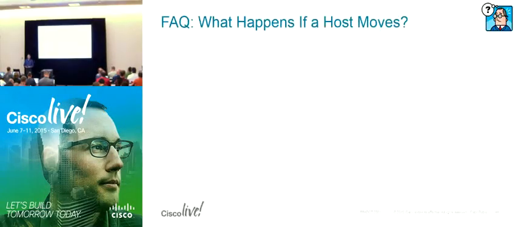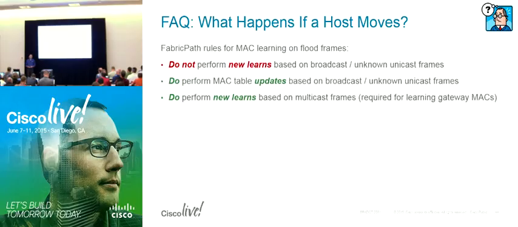So what happens if a host moves? For example, we did the vMotion or hot migration or cold migration, but our MAC and ARP entry didn't time out. So what happens? There are further rules that are refined for the conversational learning, right? So we do not learn new MAC addresses on broadcast, but we do learn MAC addresses. We update MAC addresses if the MAC is already known locally.